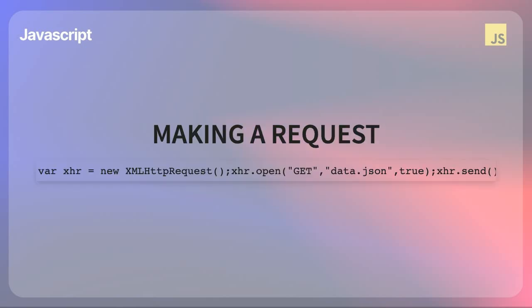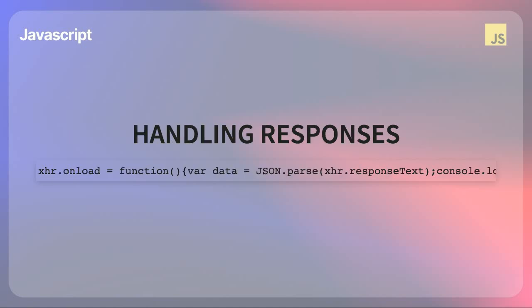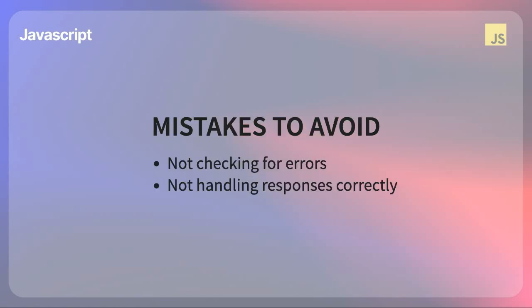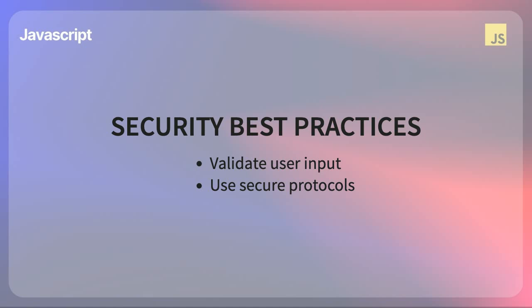To make an AJAX request, we use the XMLHttpRequest object in JavaScript. Once we receive the response from the server, we can process it using JavaScript. When working with AJAX, it's essential to avoid common mistakes such as not checking for errors or not handling responses correctly. When using AJAX, it's crucial to consider security best practices such as validating user input and using secure protocols.